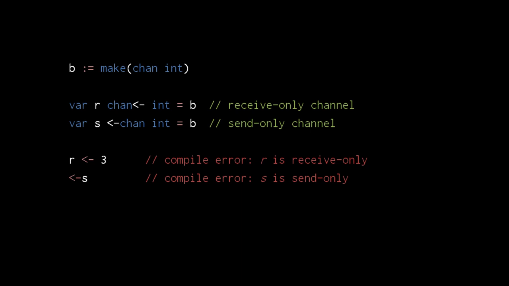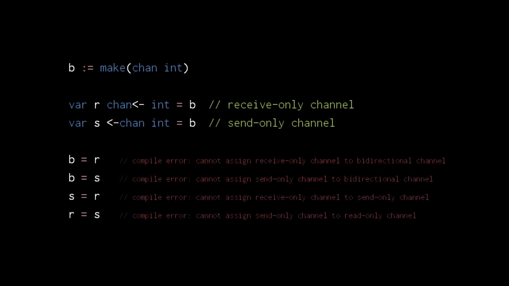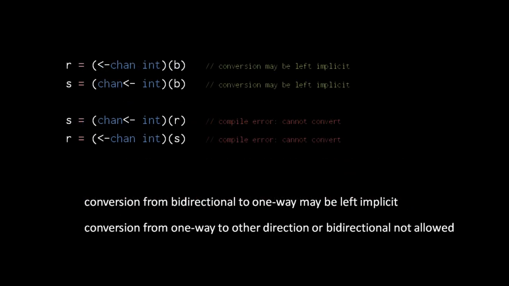Here we assign a channel to both a receive-only channel variable R and a send-only channel variable S. Both variables reference the same channel, but if we attempt to send via the receive-only variable or receive via the send-only variable, the compiler will object. The compiler will also object if we attempt to assign unidirectional channel variables to bidirectional channel variables or to unidirectional channel variables going in the opposite way. So here, we cannot assign R or S to B, and we cannot assign R or S to each other. Even with explicit conversions, we cannot assign a unidirectional channel variable to any variable which is not the same kind of unidirectional channel variable.